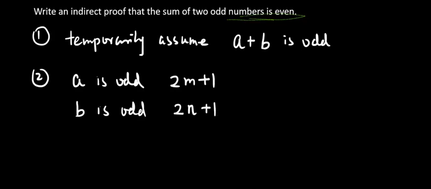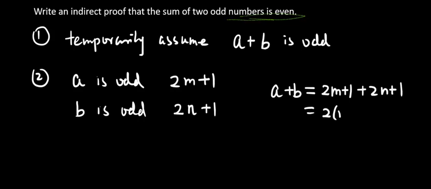Now, the question asks us to add them. The sum means add. Okay, we're going to add A and B. We're going to say A plus B. We substitute. A is 2M plus 1, B is 2M plus 1. We have 2 times open close M plus 2. I just factor out this 2. All right, now we can say this part.